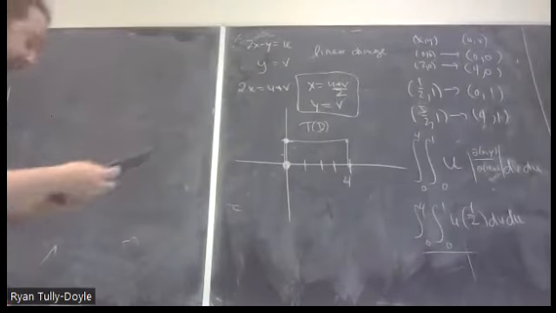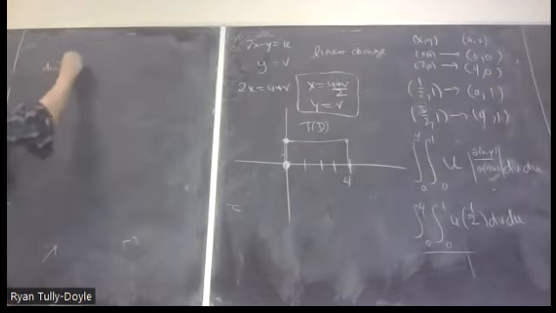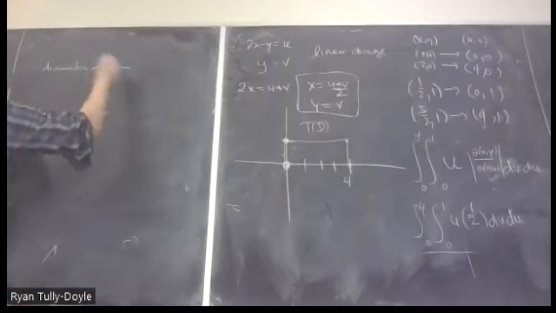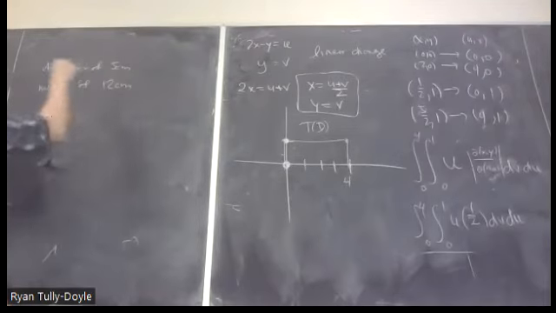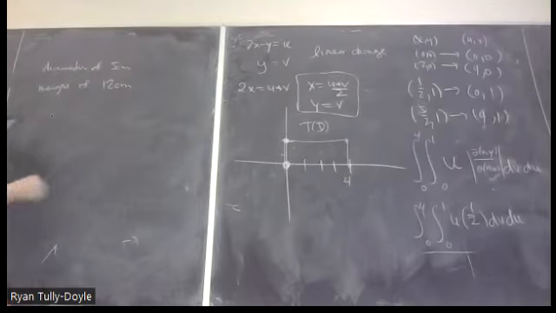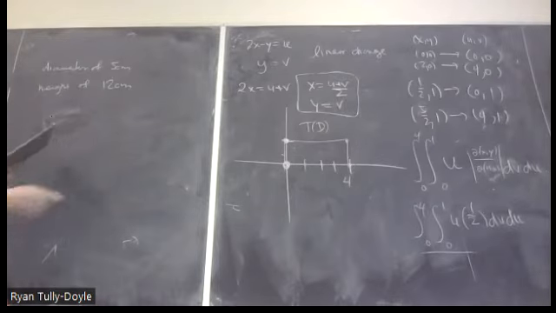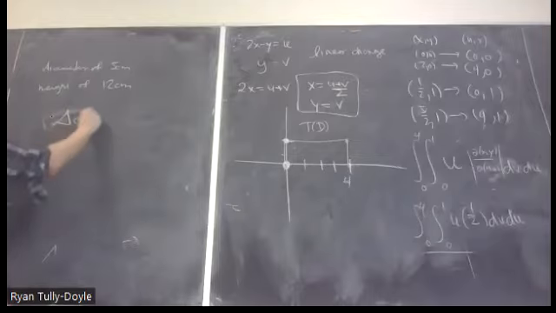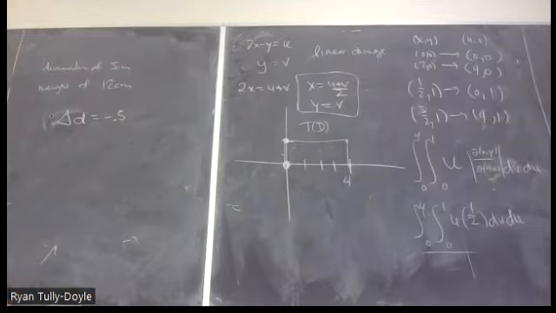Okay. A can of mushrooms is currently manufactured to have a diameter of 5 centimeters and a height of 12 centimeters. The manufacturer plans to reduce the diameter, so the change in diameter is minus 0.5. We want to estimate what the change in height must be to keep the change in volume equal to 0, is the idea of the question.